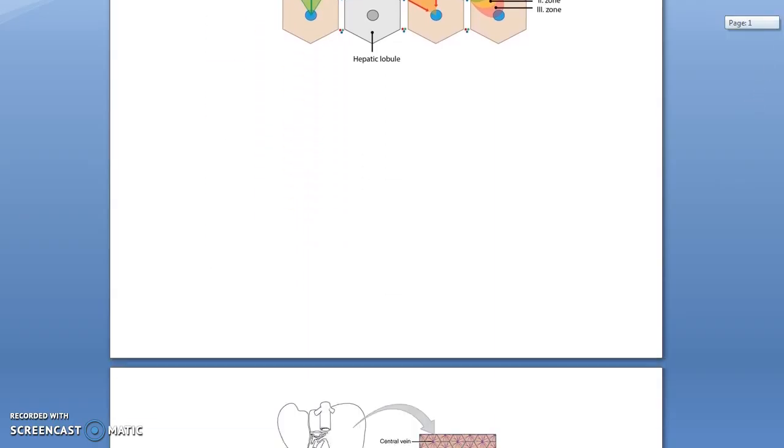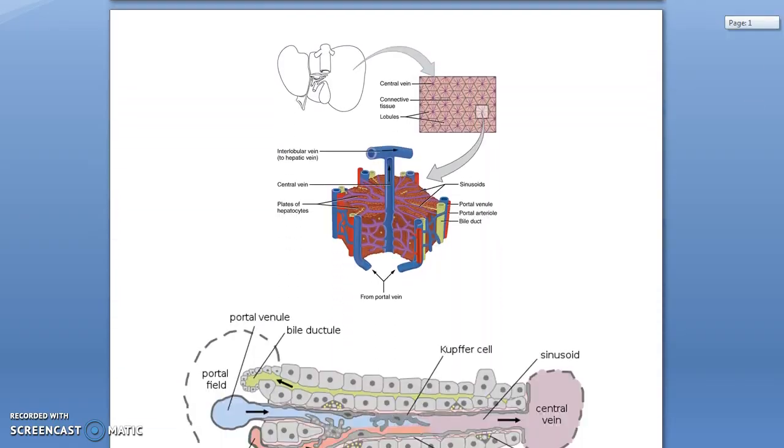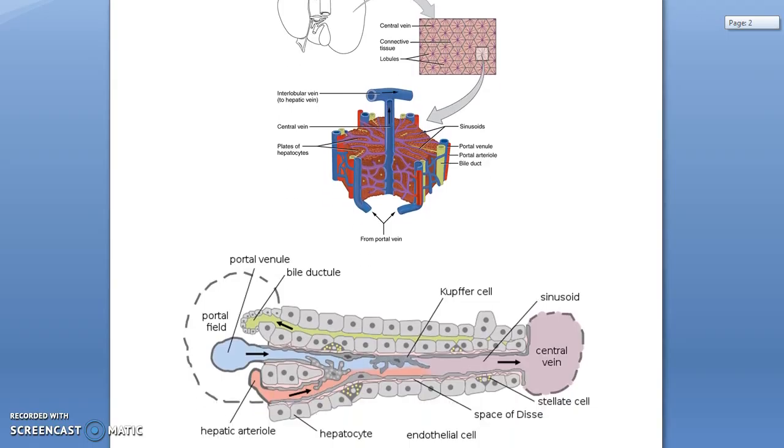Alright, here again, these are a bunch of hepatic lobules, hexagonal shapes, adjacent to each other, the central vein in the middle, hexagonal shape, 6 apexes, each one has a portal triad.